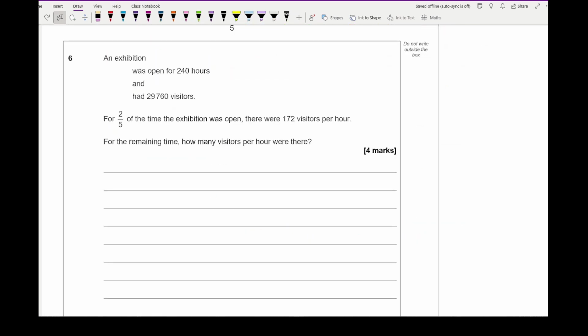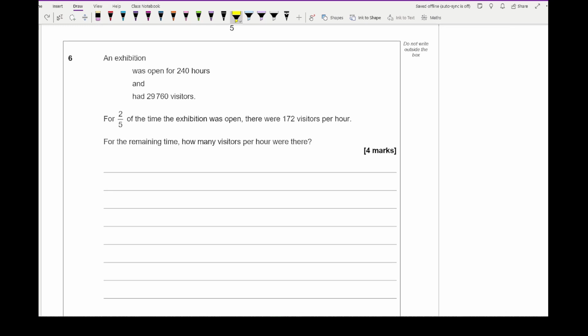Now moving on to question 6, it says an exhibition was open for 240 hours and had 29,760 visitors. For 2/5 of the time the exhibition was open, there were 172 visitors per hour, and for the remaining time, how many visitors per hour were there? Now for this, as it's worth 4 marks, it's going to involve a fair amount of working out, so it's really important that you understand the steps that we're working with. Generally speaking, the order in which the information is given is usually the order in which you need to tackle this question.